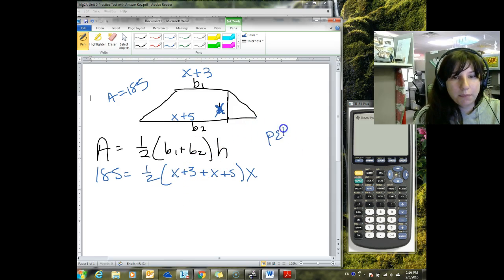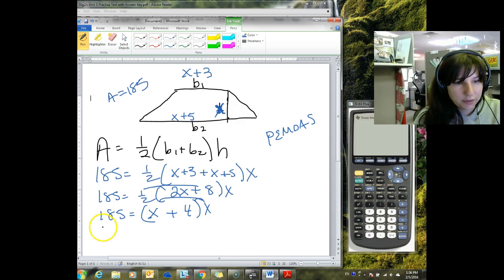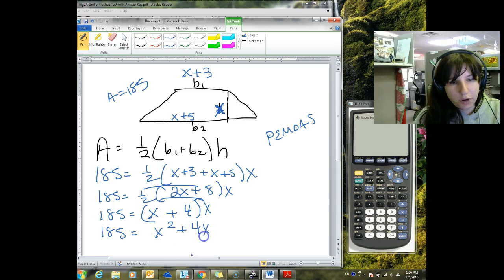If you remember PEMDAS, right, order of operations, I got to do parentheses first. So let's do that. X plus x is 2x. 3 and 5 is 8. Let's distribute that half. Half of 2 is just 1. Half of 8 is 4. Now let's distribute that x. X times x is x squared. X times 4 is 4x.